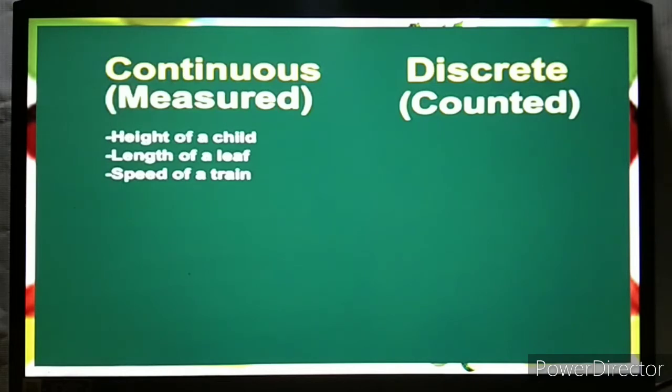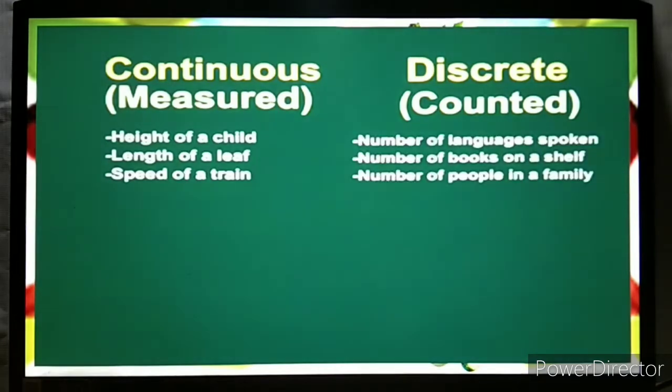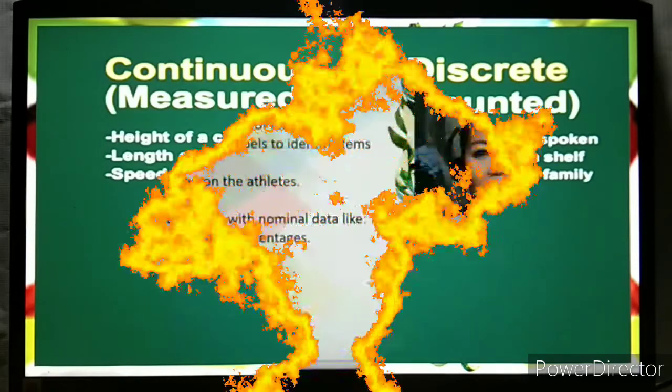These measurable things can all fall on a continuous interval. Some examples of discrete data include the number of languages that somebody speaks, the number of books on a bookshelf, or the number of people in a family, all of which can be counted. With this lesson, you should now have a better understanding of discrete and continuous data sets and examples of each.